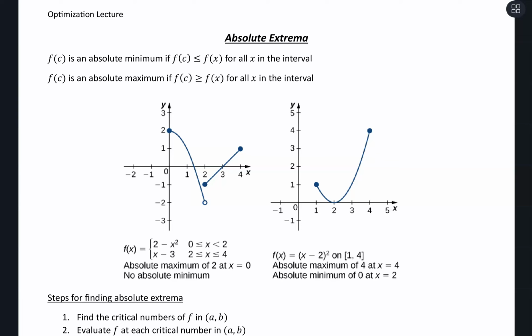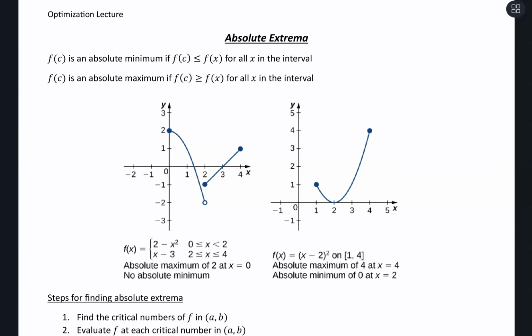So we talked about finding a minimum or maximum on a local level, kind of zoomed in on our graph, but now what if we zoom out and talk about absolute extrema? What is the absolute largest output and what's the absolute smallest output for our function? And with this, we really need to pay attention to so many things at the same time.